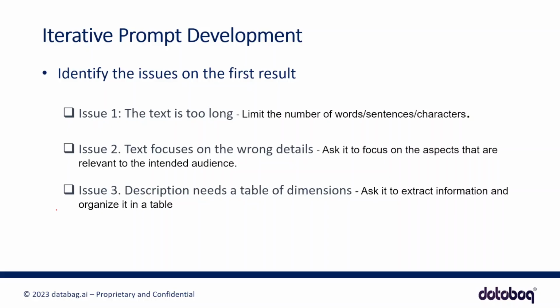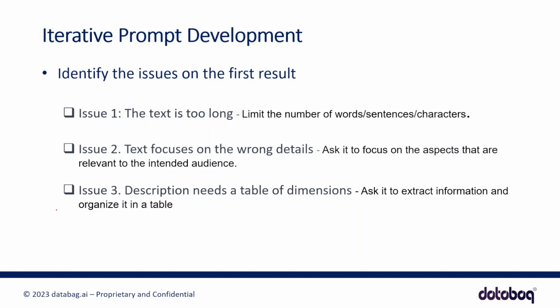In this part, we'll be discussing iterative prompt development. So what is iterative prompt development? Before understanding it, let's take an example. Let's take a text, try to identify some issues with it, and then we will understand what iterative prompt development is. The word iterative is pretty straightforward: you keep on trying again and again till you reach your desired output.